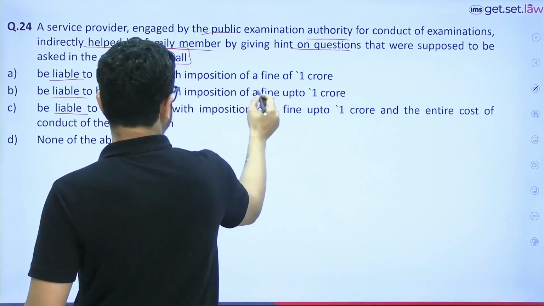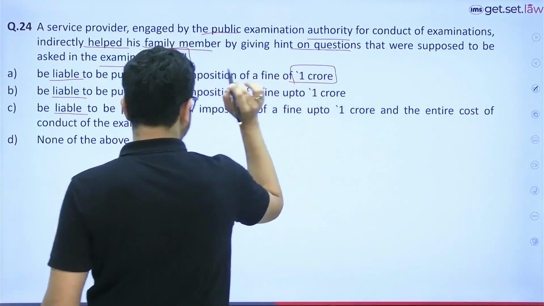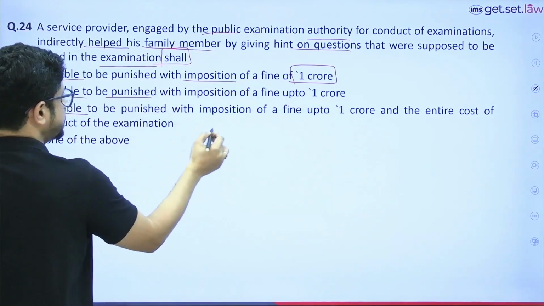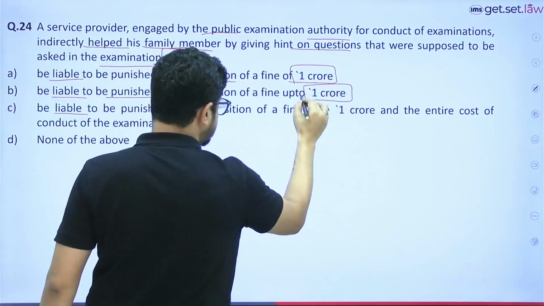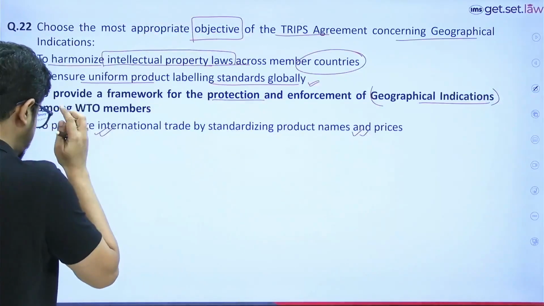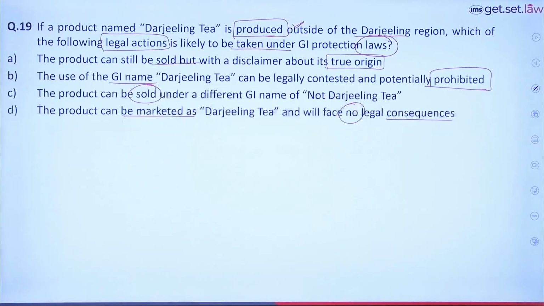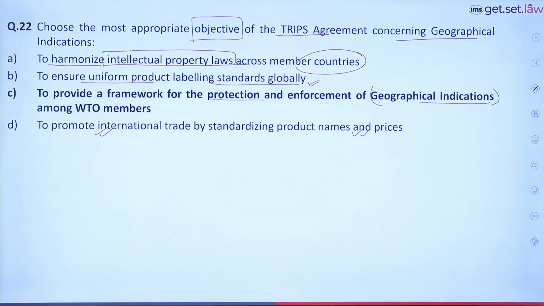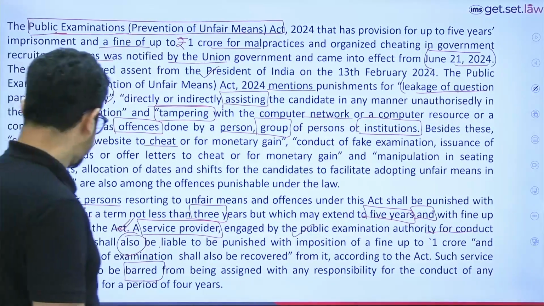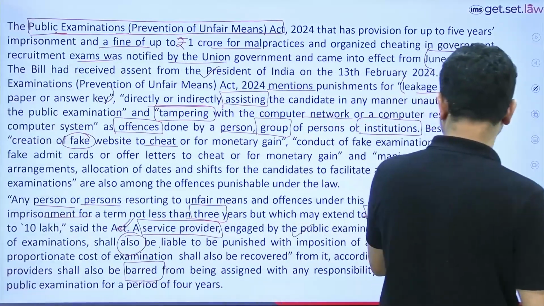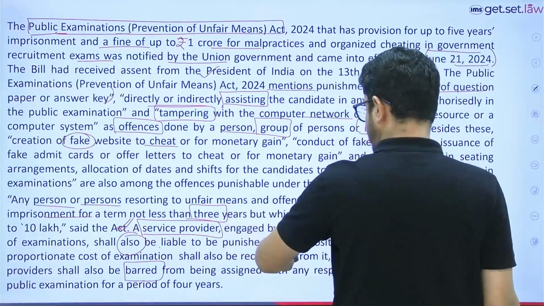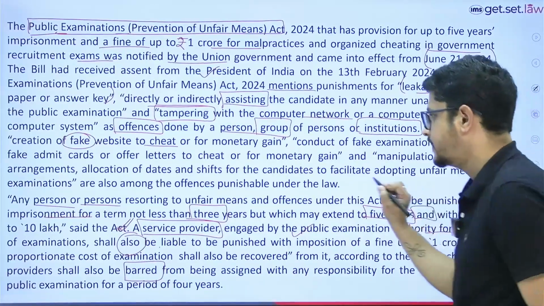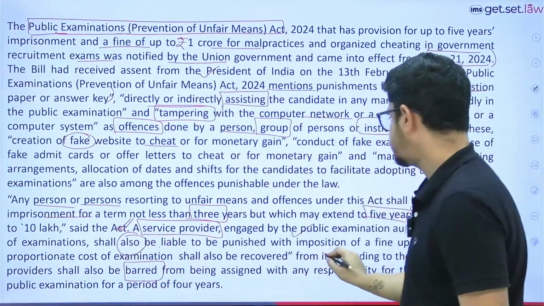So it says, will be punished with imposition of fine up to 1 crore. So what does it say? The service provider. Let's go to the paragraph. It says that a service provider engaged by the public authority for conduct shall be liable, punished with imposition of fine, and proportionate cost of examination shall be recovered from it.